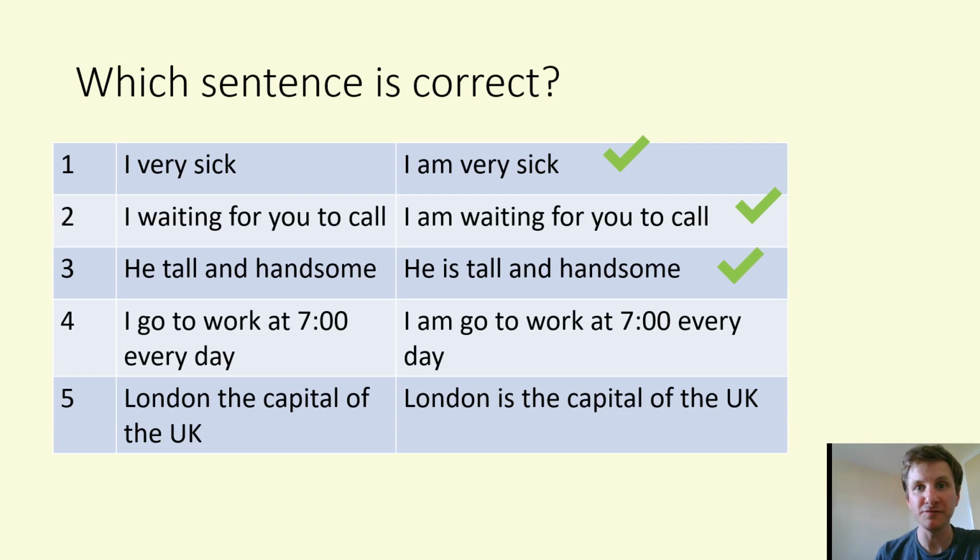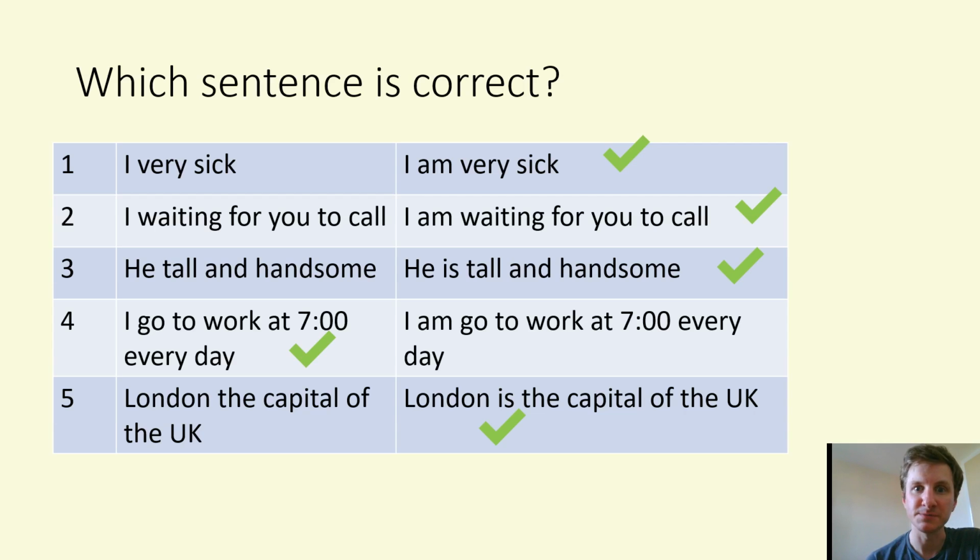What about number 4? I go to work at 7 o'clock every day. The first sentence is correct this time. And number 5, is it the first or the second sentence? Well, the second sentence is correct this time. London is the capital of the UK.